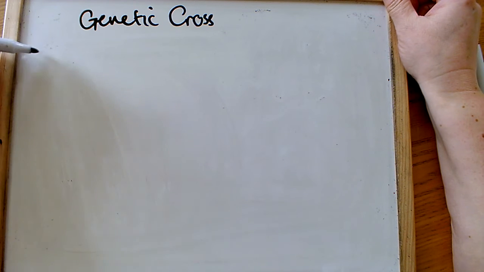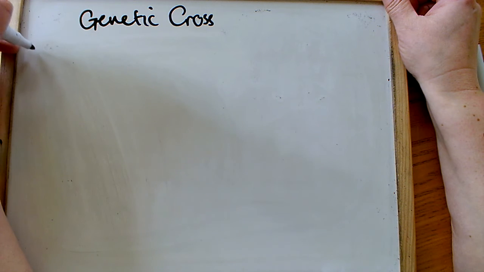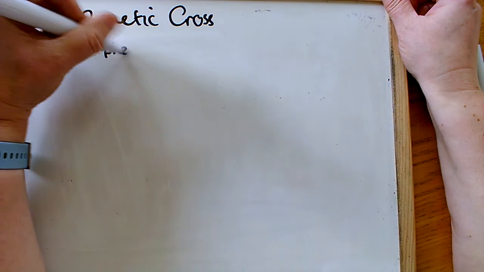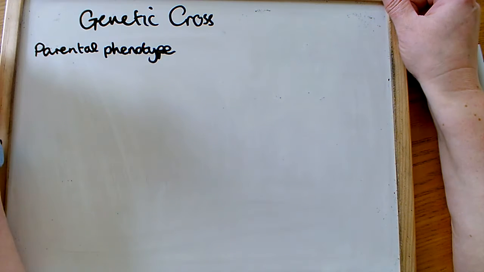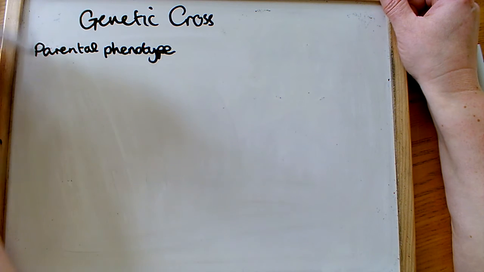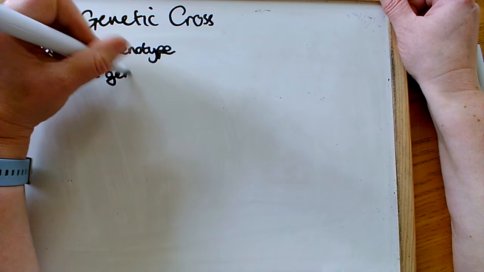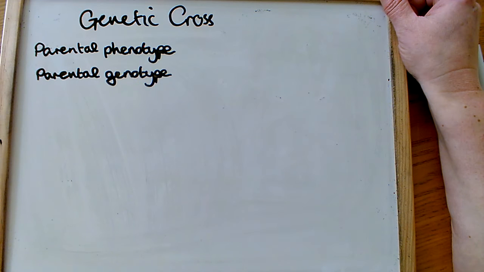So what we do is down the side of your page, in the margin if you like, we're going to write ourselves some little headings. First thing we write down is what the parental phenotype is. Okay, and then below that we write down on the next line the parental genotype. Alright, so for the one that we're going to look at, we're going to do cystic fibrosis.